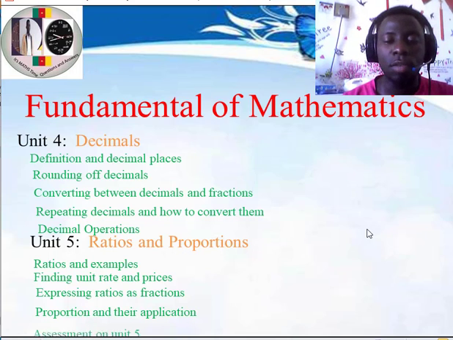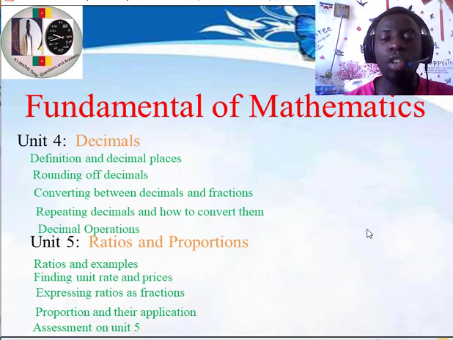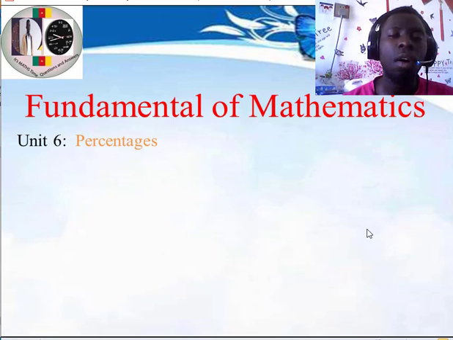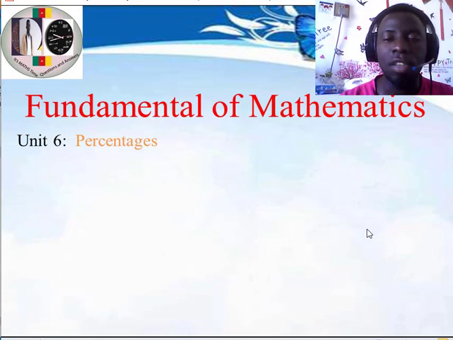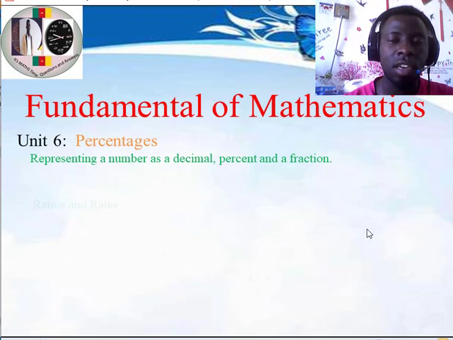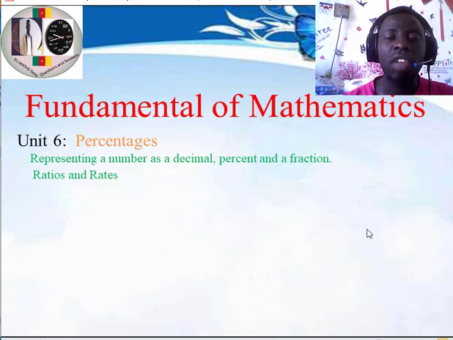From there, we are going to be talking about assessment on unit 5. Then we'll move to unit 6. We'll be talking about percentages. Under percentages, we will be talking about representing a number as a decimal, percent, and as a fraction. Then we'll talk about ratios and rates, how to handle problems under ratio, rates, and percentages.